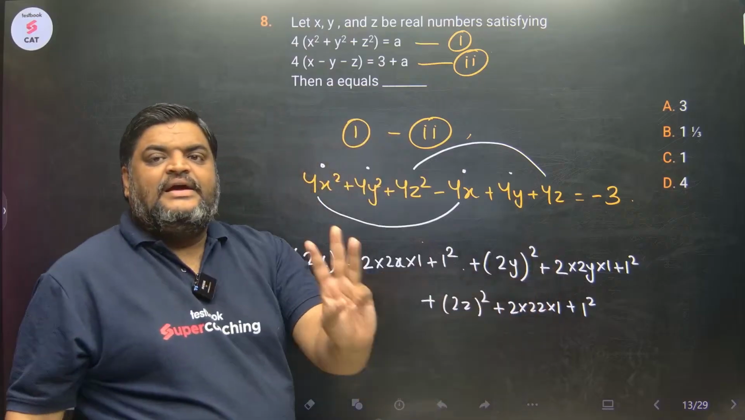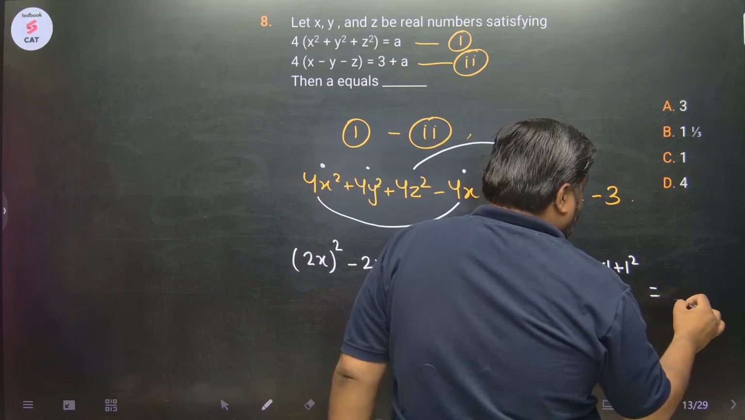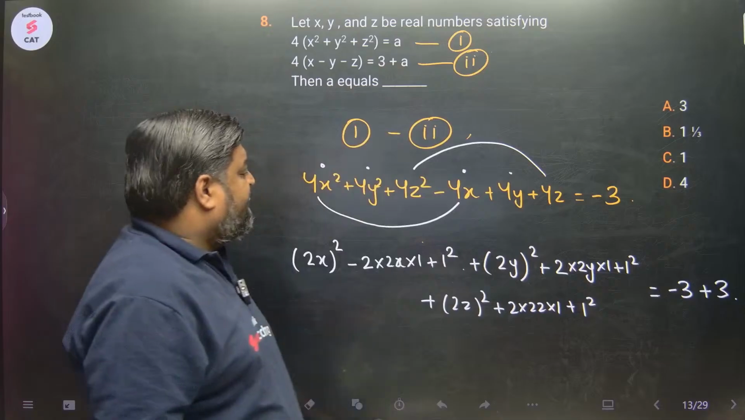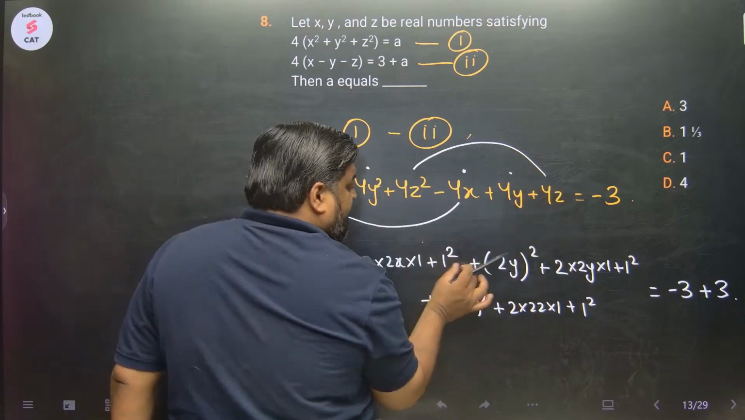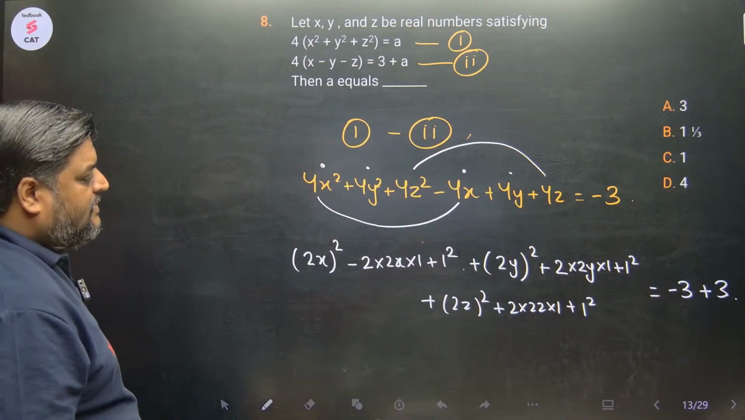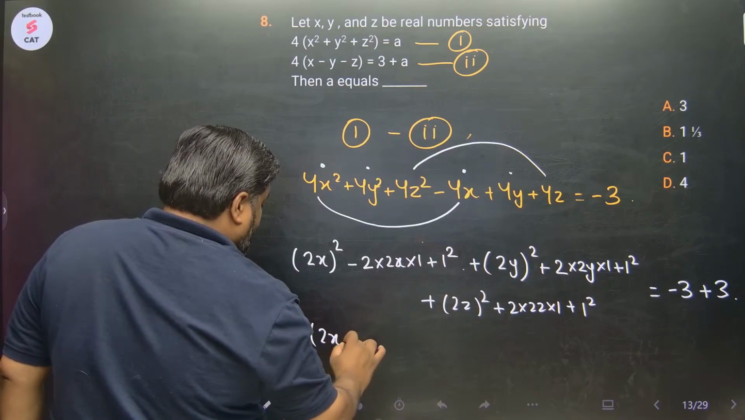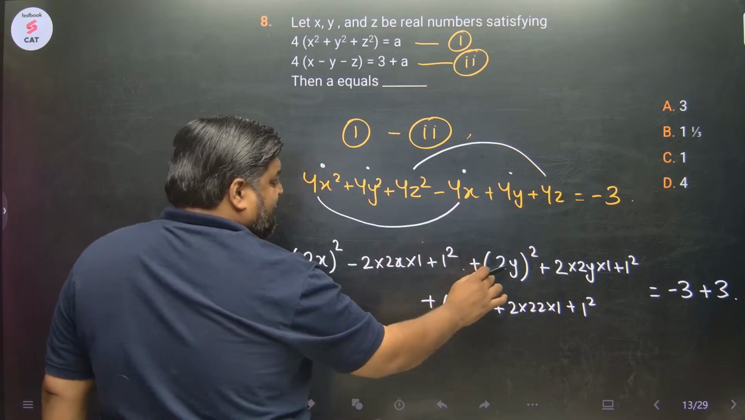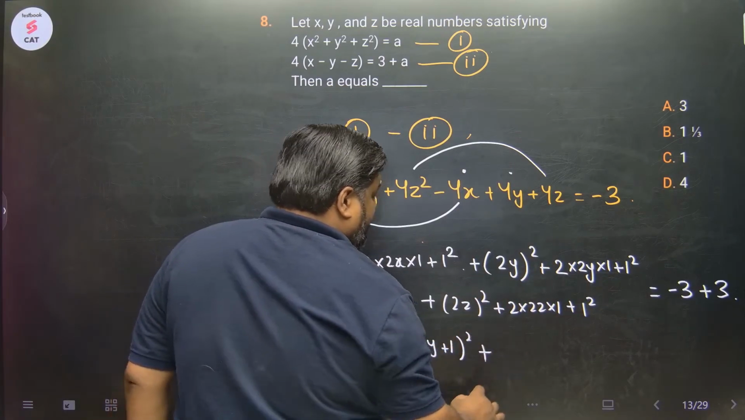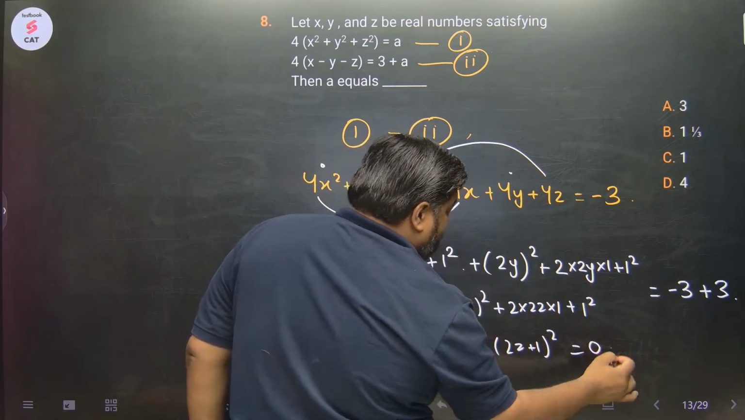This I have added. I have added 3 to the left hand side. So somewhere I will have to add 3 to the right hand side also. On the left hand side I added 3 and split that 3 into these 3 terms, so I have to add 3 on the right hand side too. Yes or no? So what do I have now? This is 2x minus 1 whole square plus, this is a square plus 2ab plus b square, 2y plus 1 whole square plus 2z plus 1 whole square equals 0.